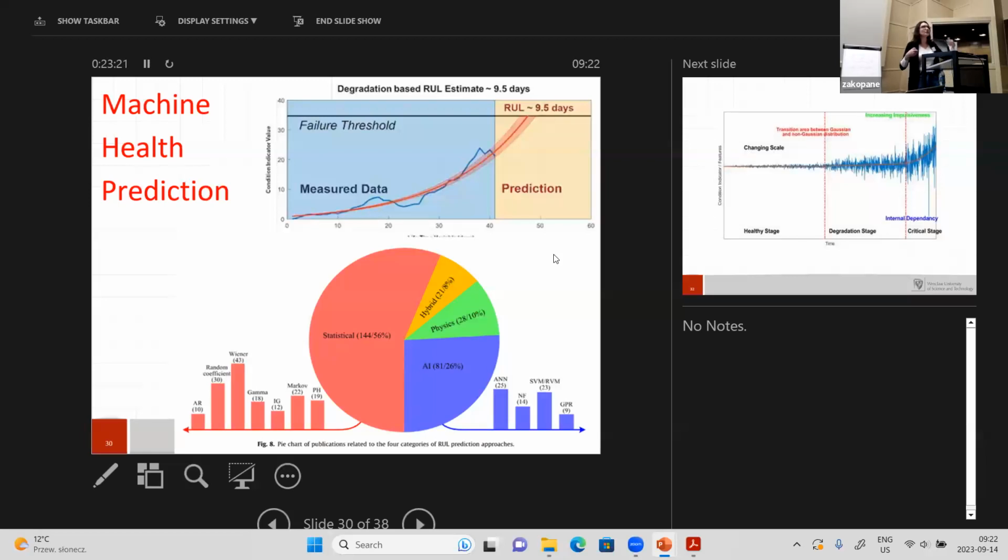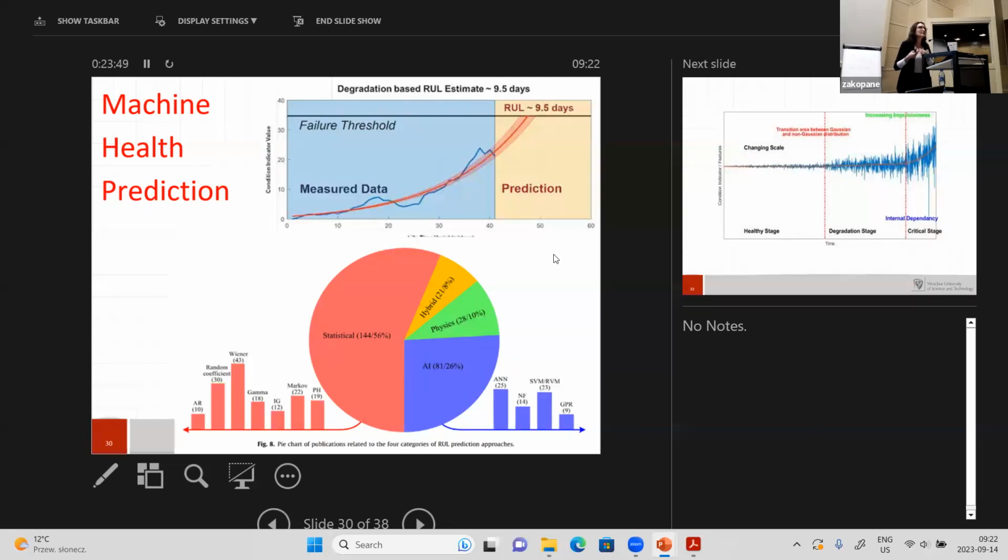However, when we have the critical state, the characteristic of the signal completely changes. So the trend and the scales are exponential, and the distribution of the signal is heavy non-Gaussian. And of course, you can see many problems here from the engineering perspective. How to find that the machine is going to the warning or critical state.